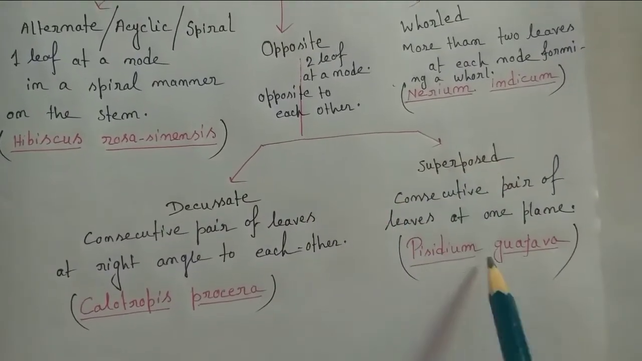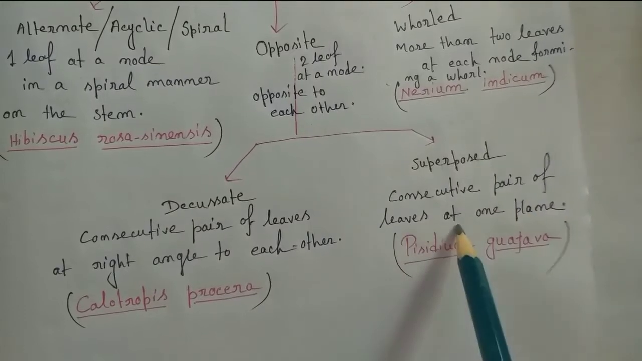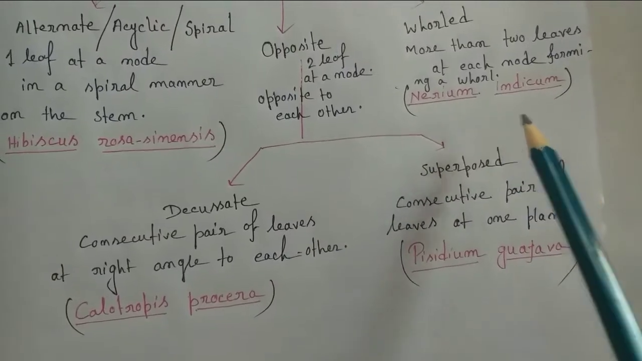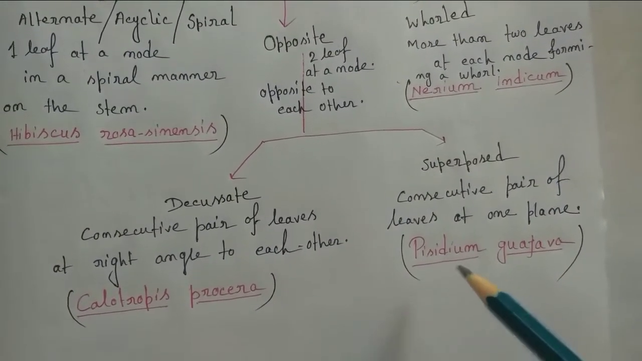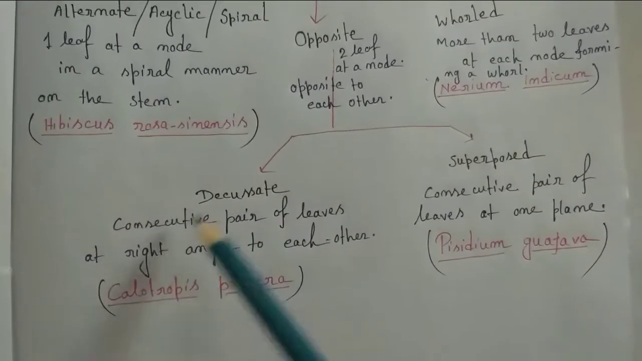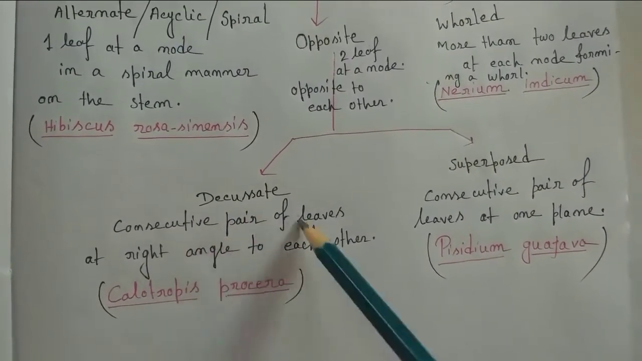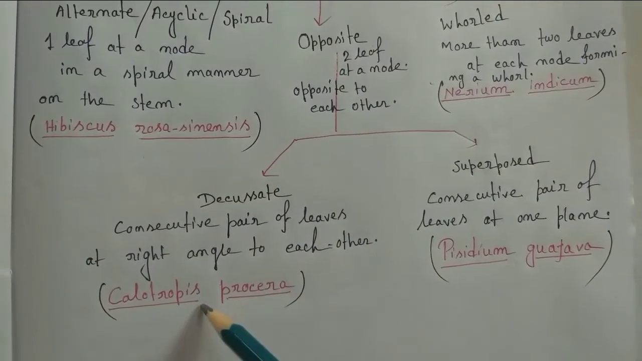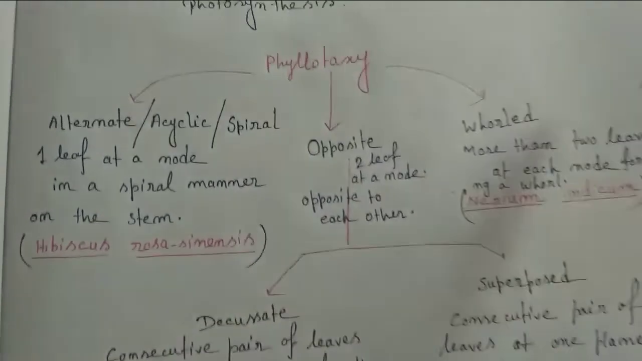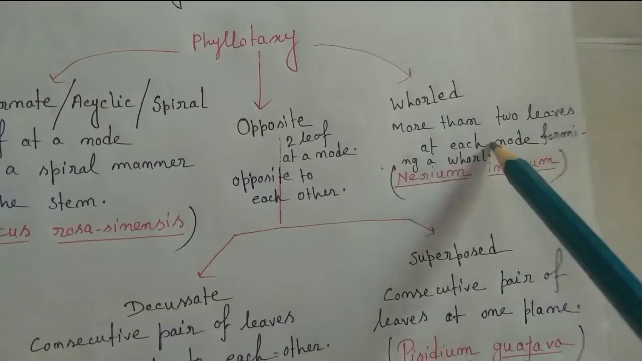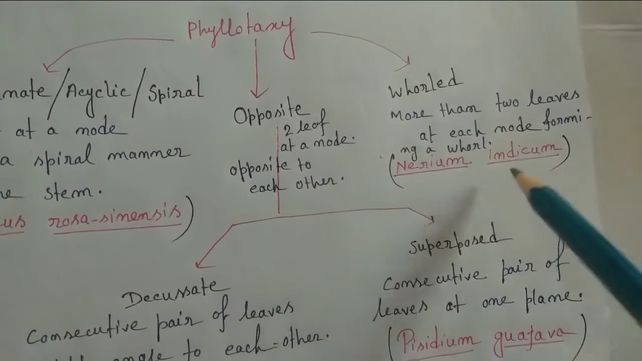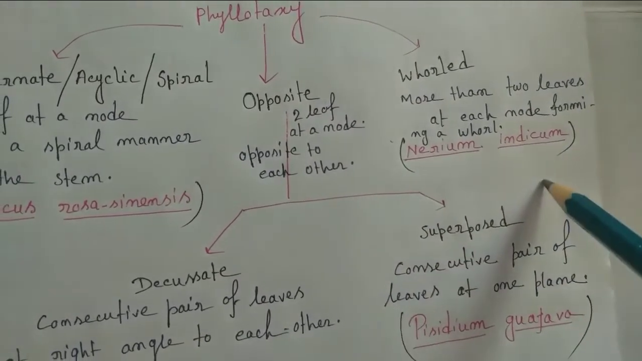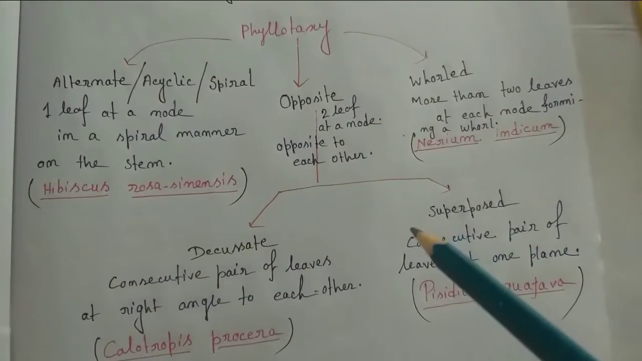In case of opposite superposed, the consecutive pairs of leaves are in one plane. That means one set of leaves is just above the other. As an example, we can say Psidium guava. And in case of opposite decussate, the consecutive pairs of leaves are at right angles to each other, and the example is the leaf of Calotropis procera. And the third one is whorled phyllotaxy, where more than two leaves are developed from each node, and the example is the leaf of Nerium indicum. So these are the phyllotaxy of leaves.